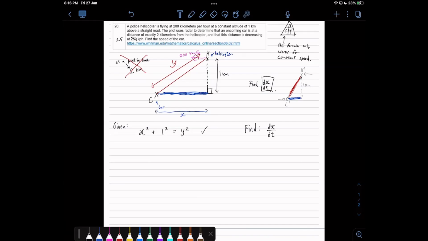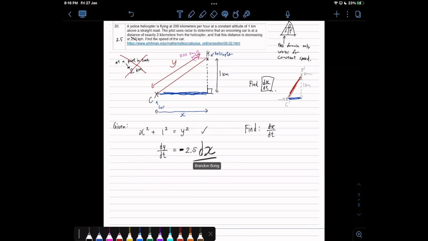What else is given? We're given that this distance is decreasing at 2.5 km per hour. Okay, 2.5 km per hour. So that means that the y is changing. So what do we know about the dy by dt? dy over dt equals 2.5. But here you must be careful. Positive or negative? Decreasing, negative. Must be negative. Yes. Okay, good. This is a rate of change question.